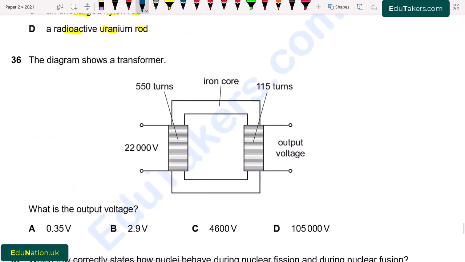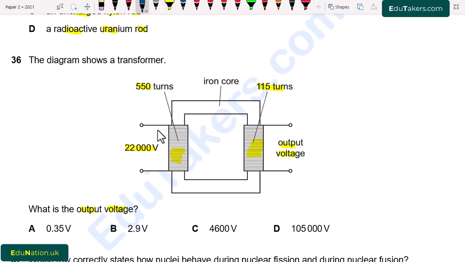Question number 36. The diagram shows a transformer. What is the output voltage? So here is a transformer. It has two coils, primary coil and secondary coil. The number of turns on primary coil is 550 and its voltage is 22,000 volt. The number of turns on the secondary is 115 and we have to find out its voltage.